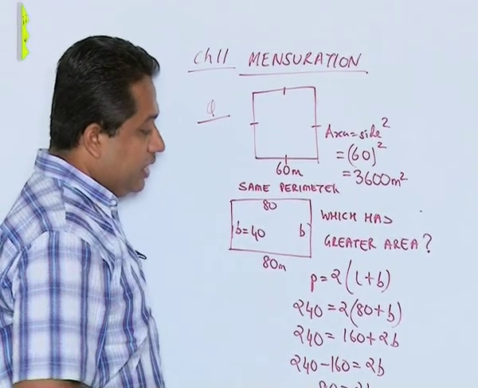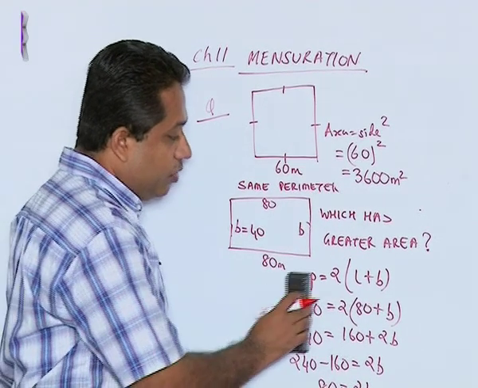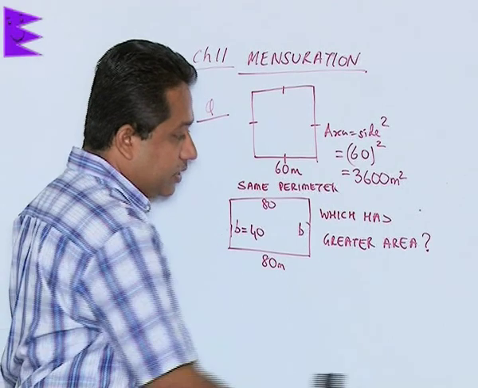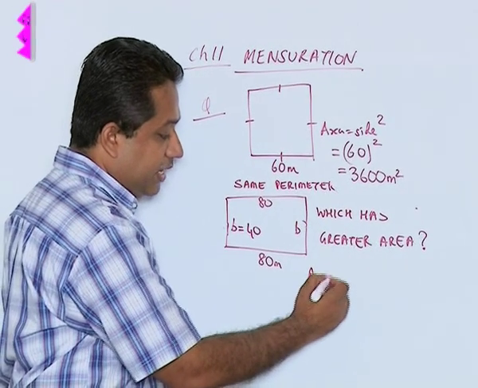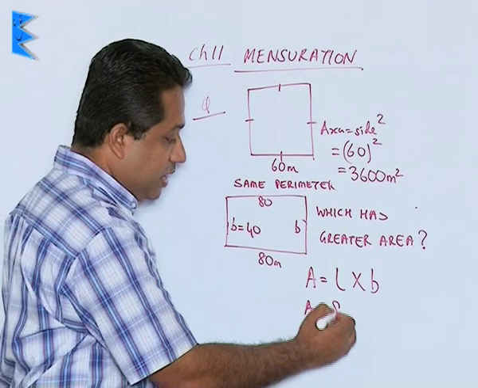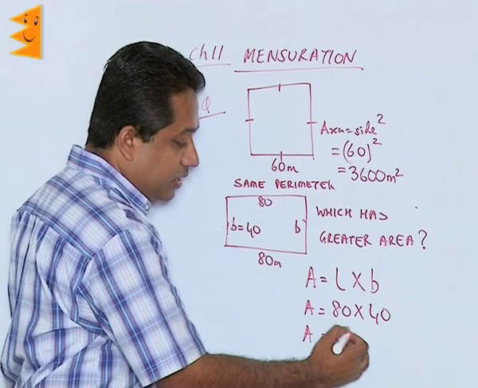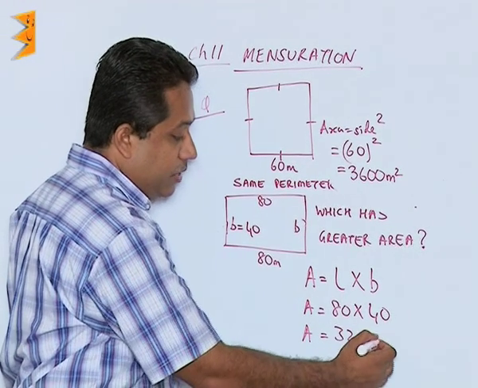And if we look at the rectangle, we have got the length and we have got the breadth. So, we are going to multiply length and breadth. Area of the rectangle will be L into B, so this will be 80 multiplied by 40. So, area will be 3200 meter square.